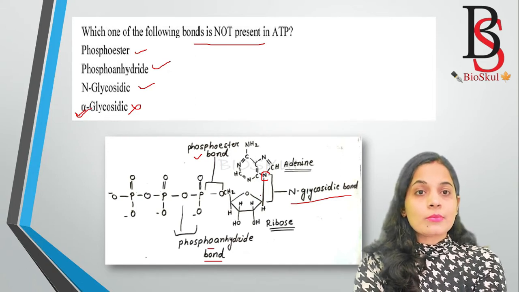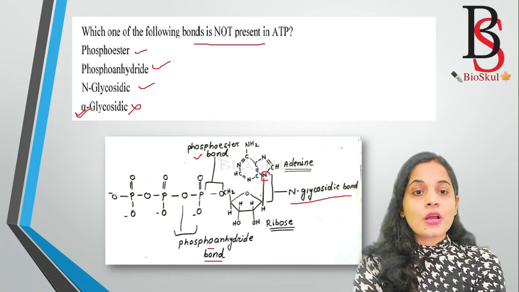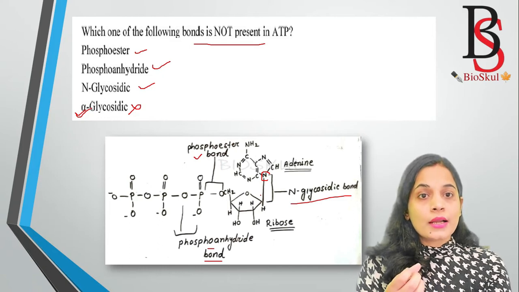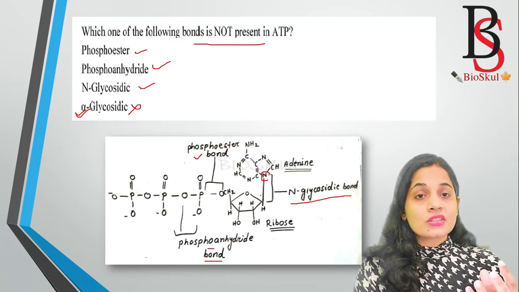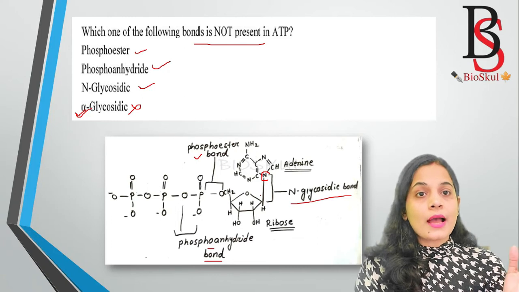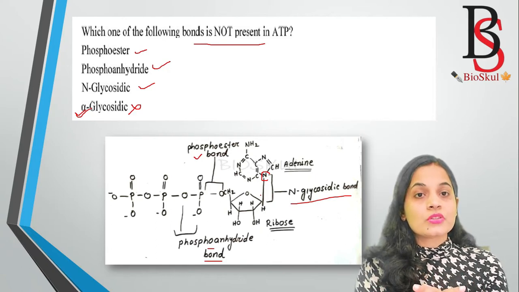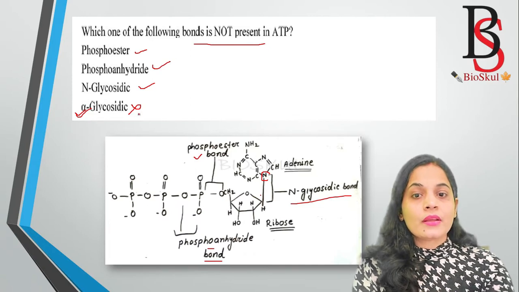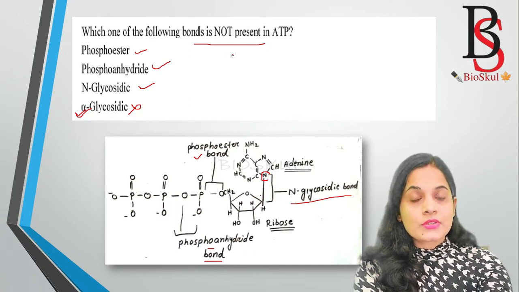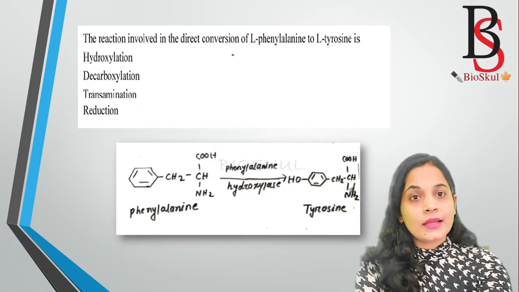The alpha glycosidic bond is an O-glycosidic bond. It is formed between the anomeric carbon of one sugar molecule and the oxygen atom of the hydroxyl group of another sugar molecule. You will find this type of bond in maltose, where there is an alpha 1,4 glycosidic bond. So the correct answer is the alpha glycosidic bond, which is not present in ATP.